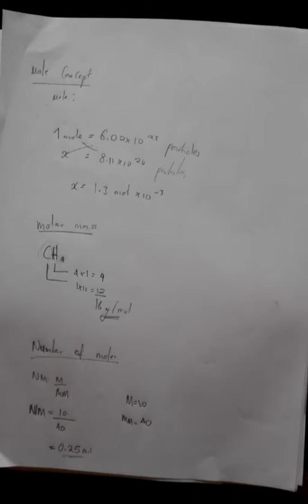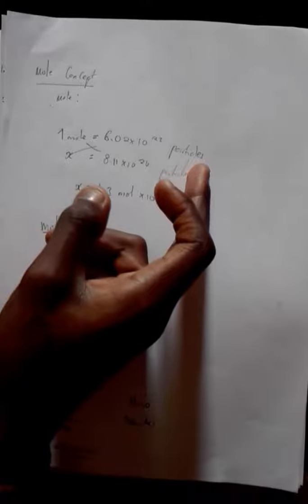So let's say we have a question where we're being asked: how many moles are there in 8.11 times 10 to the power 26 molecules of CH4, which is methane? As you can see, I've already written down the steps here. So we just use the standard. We say 1 mole is equal to 6.02 times 10 to the power 23 particles.